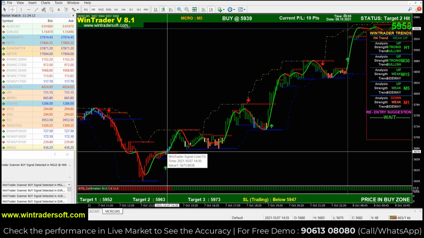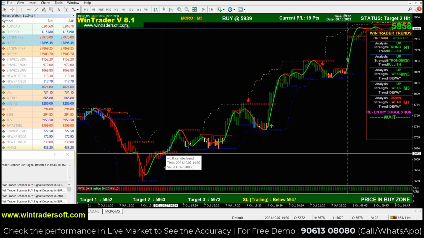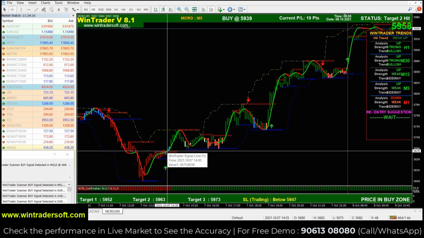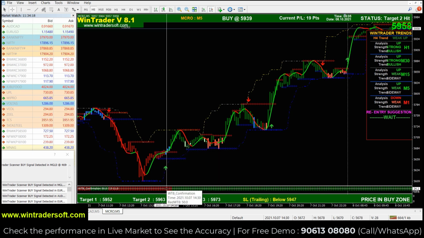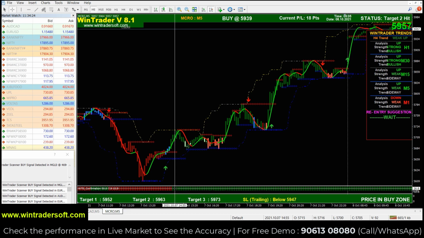Here the sell, and actually the buy signal generated on this candle. But there was no confirmation because the bottom bar was red. So we have to wait for the proper confirmation. We have to wait until it turns to green. So once it turns to green, only then can you enter the trade.